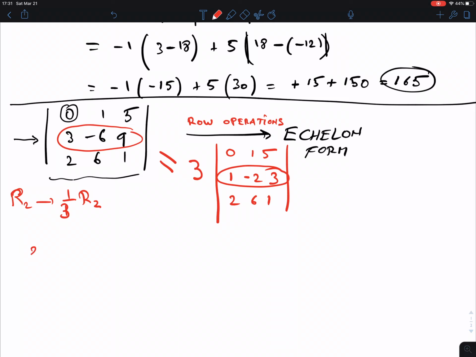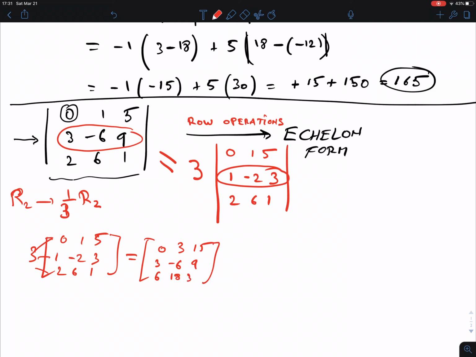Right? I remind you, if you would do 3 times the matrix 0, 1, 5, 1, minus 2, 3, 2, 6, 1, 3 times would mean every single number has to multiply with 3. So the result will be this matrix, which is not the original matrix. So you see, it's a different thing. Taking out a 3 out of a matrix is different than taking out a 3 out of a determinant.